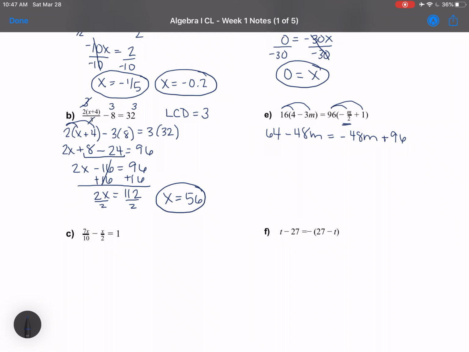When we have variables on both sides of the equation, we're going to start off with moving them to be on the same side and together. But here, negative 48m plus 48m cancels, so we're left with 64 equals 96. But this is false, so when we have a false statement, that means we have no solution.